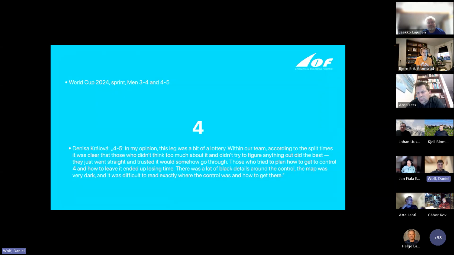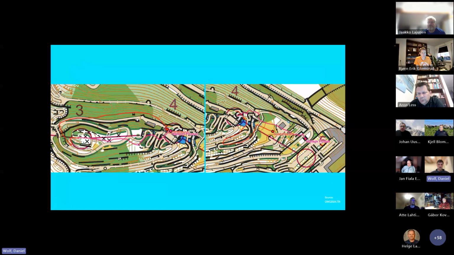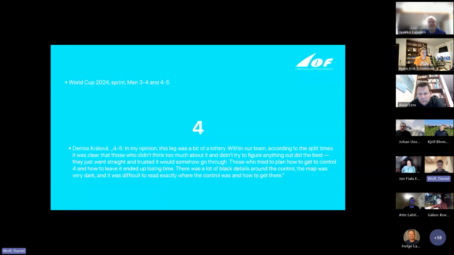It was more, the problem here was more about reading it from the map. Of course, when we have it zoomed in like this, it's much easier than on the printed map where you have a lot of black details, and from the athletes' comments it looked really difficult to read. So this is another aspect I wanted to point out and show you.